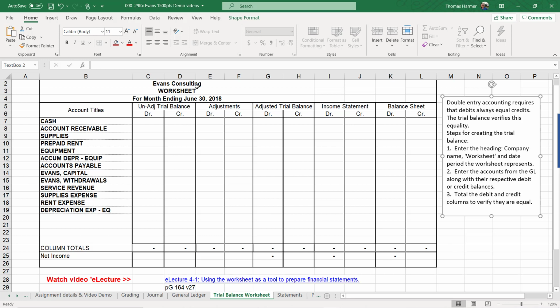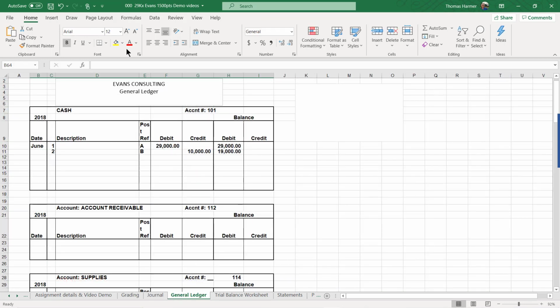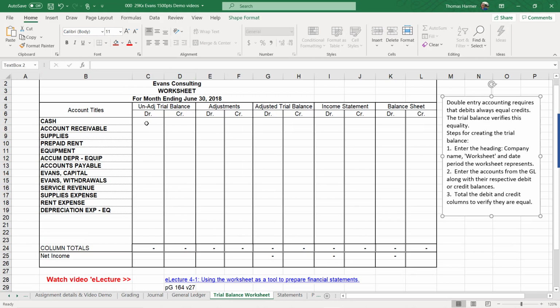So we have here a worksheet which includes several different trial balances. And what we're starting with here in Evans 1 is the unadjusted trial balance. This will reflect all of the external transactions that are done in transactions A through G. So we come back here to the general ledger, and there's the cash account, and it's got a $19,000 balance. So we come over here to the trial balance, and that's $19,000.